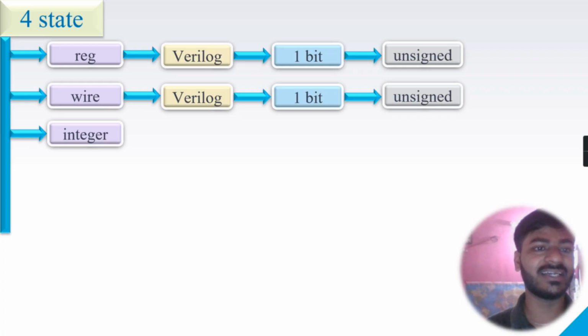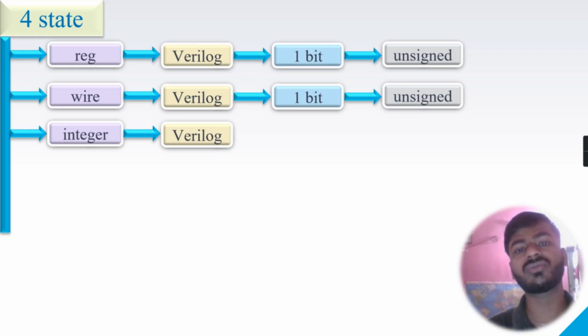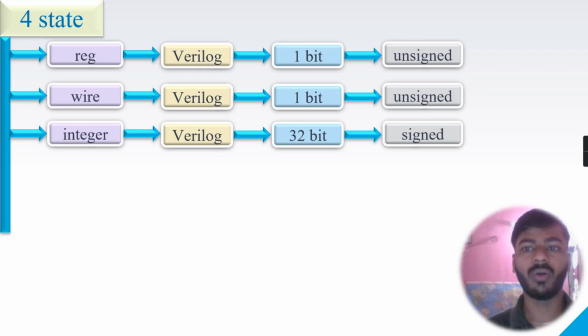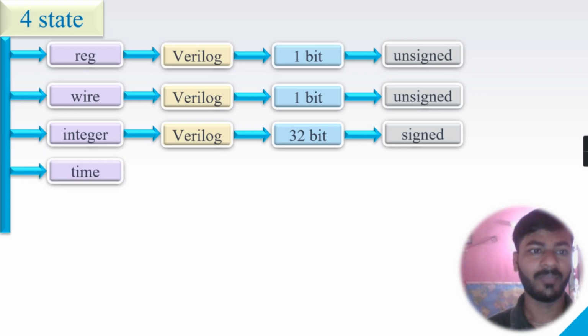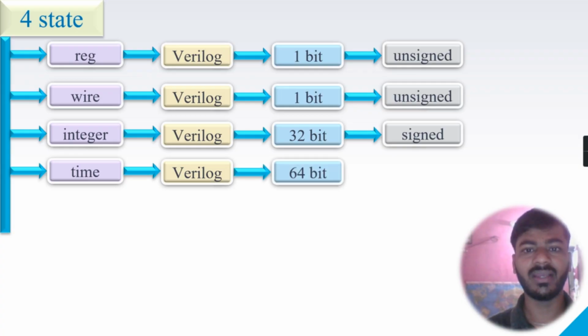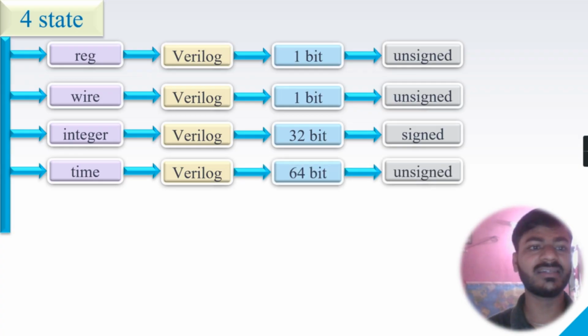Okay, now next is the integer data type. The integer data type also belongs to the Verilog language, its width is 32 bit, and it is a signed data type. Obviously, when the width is more than 1 bit, the data type is signed. Now the time. The time data type also belongs to the Verilog language only, its width is 64 bits, and it is unsigned, as time represents time only. We know that time can't be a negative value, so that is the reason time is an unsigned data type. It has a range from 0 to positive values only.